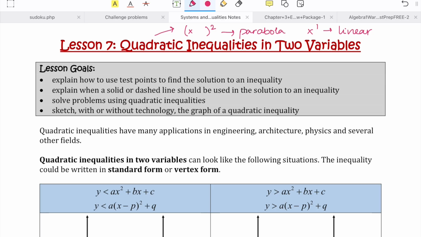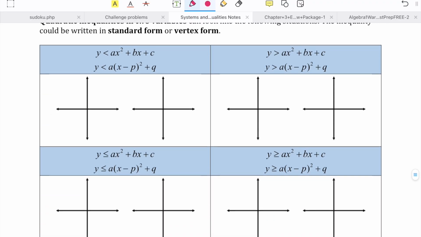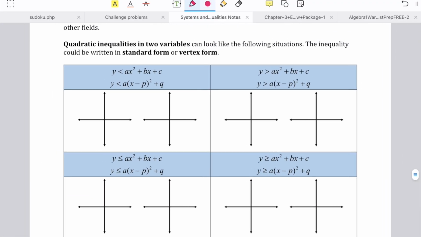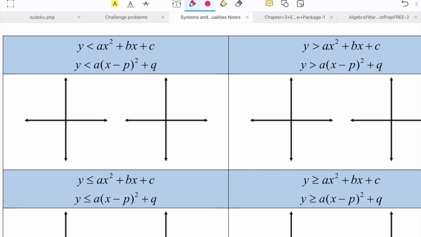So we're going to learn how to draw quadratic inequalities when the inequalities are given to us. Let's say it's a quadratic equation in standard form and vertex form, right? So let's say we have a positive curve. Will this be a solid line or a dashed line? Dashed. So let's say it's like that, above and then below.